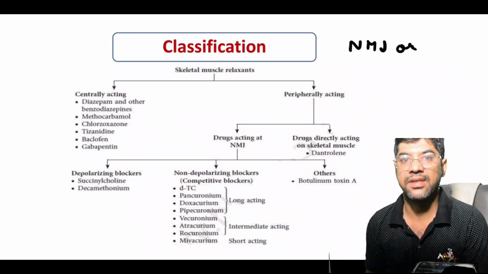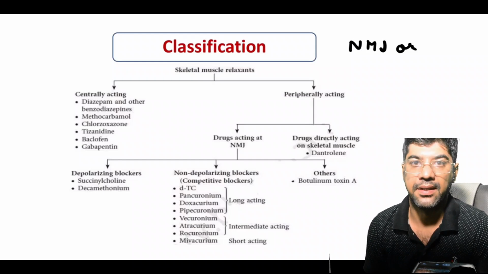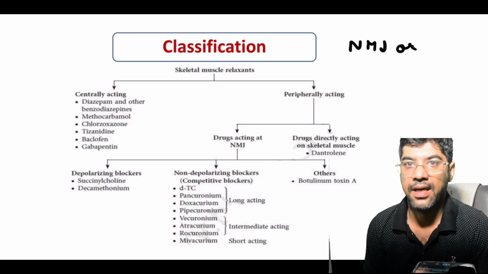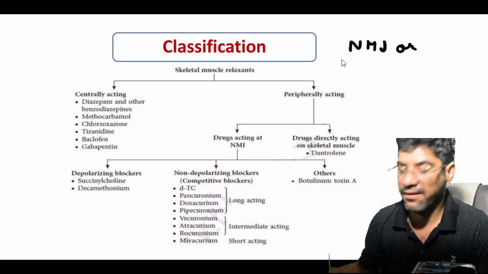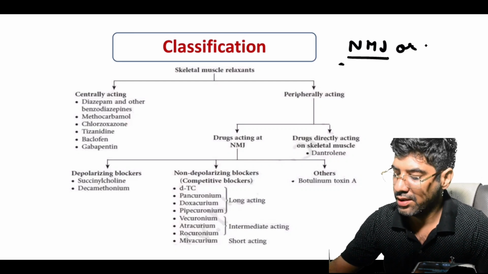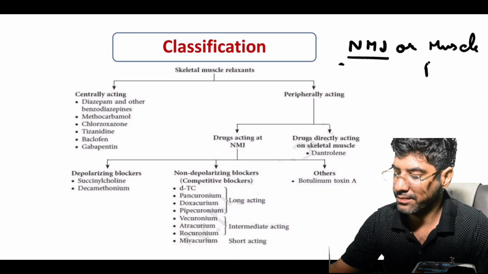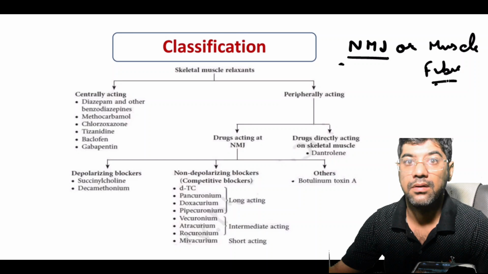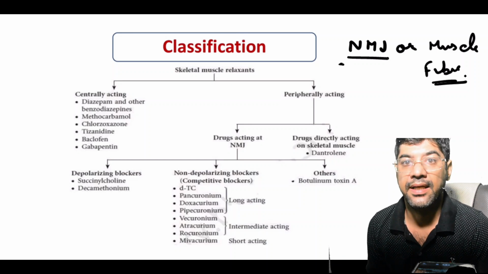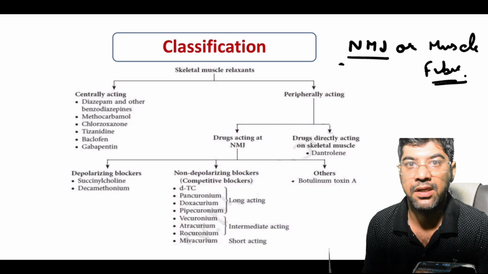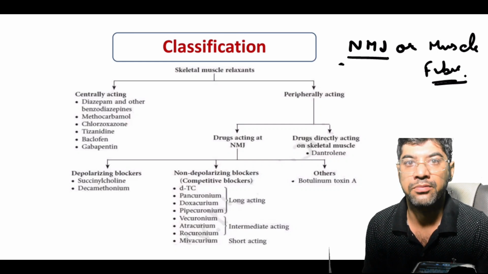Hello, today we are going to discuss the skeletal muscle relaxants. Skeletal muscle relaxants are drugs that act peripherally at the neuromuscular junction or muscle fiber, or centrally in the cerebrospinal axis. These are used to reduce muscle tone or induce muscle paralysis.